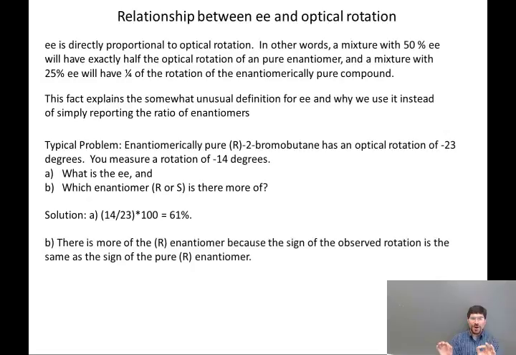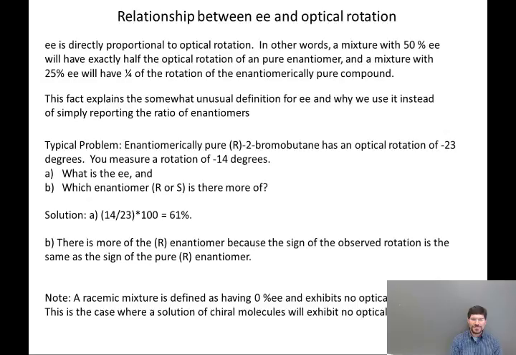Now, to answer part B, you have to look at the sign. The sign of the observed rotation is negative, and you're given that for this particular compound, the R enantiomer has a negative rotation. So what that means is if you observe a negative rotation, there is more of the R enantiomer than there is of the S enantiomer. Had you observed a positive rotation, then there would be more of the S enantiomer.